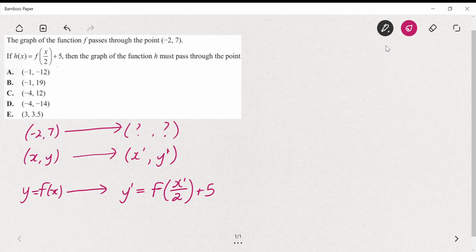And I'm just going to rearrange this second side here. So y prime minus 5 equals f of x prime over 2. And the reason I rearrange that is I don't care what happens on the left-hand side of that equation with the y's, but I want some function of x prime there, just a standard function. So I've managed to achieve that.